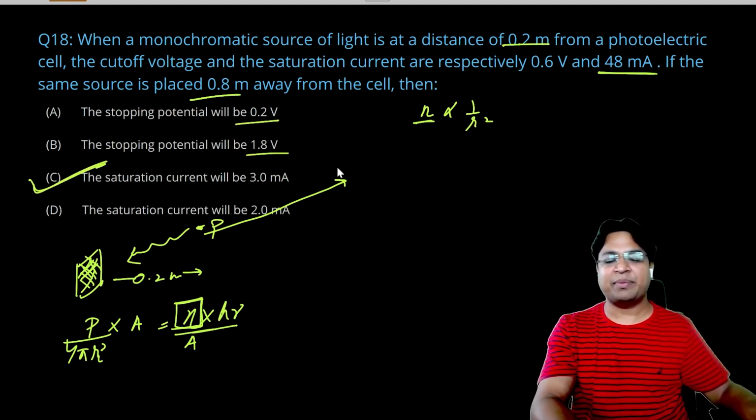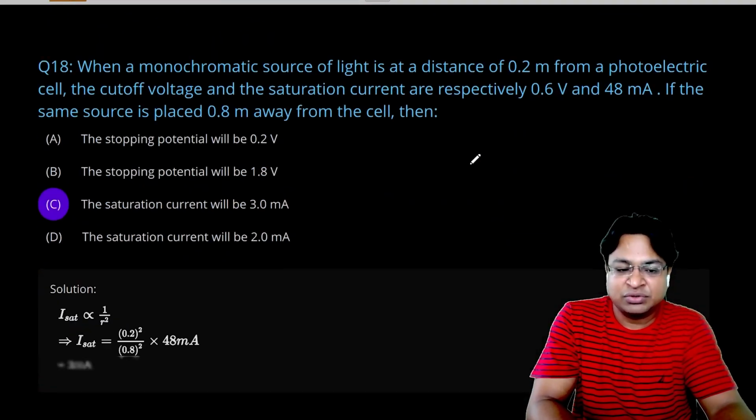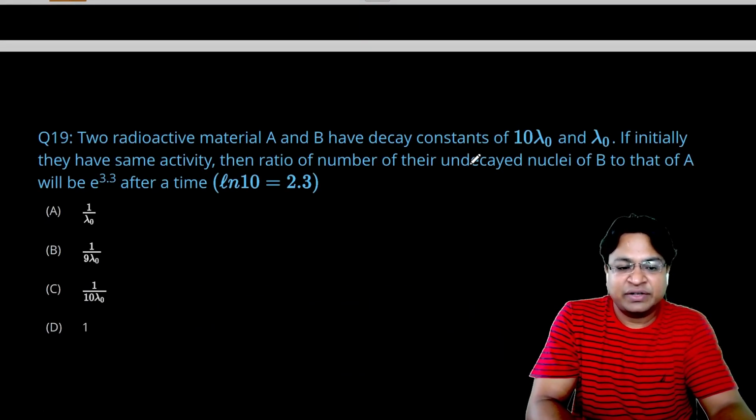Okay, the stopping potential depends on the frequency. It remains unchanged. It was 0.6 volt earlier, so it will continue to be 0.6 volt. So this is how you could have done this question, everyone.